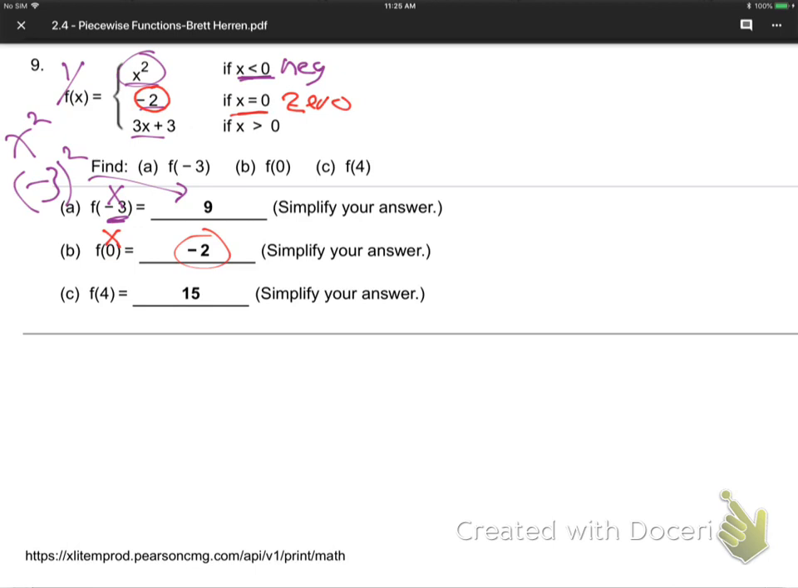And then the bottom one, if x is greater than 0: 3x plus 3. So in part C, the x value is 4. Positive 4. That's greater than 0. So I'm going to plug into the bottom one. I'm going to plug into 3x plus 3. I'm going to plug in the 4 there. 3 times 4 is 12, plus 3, 15. That's how they got that.